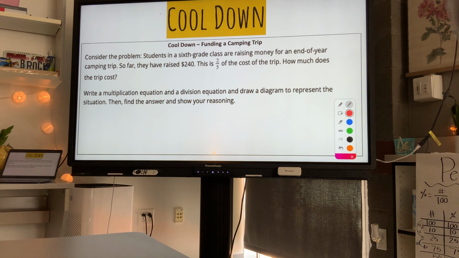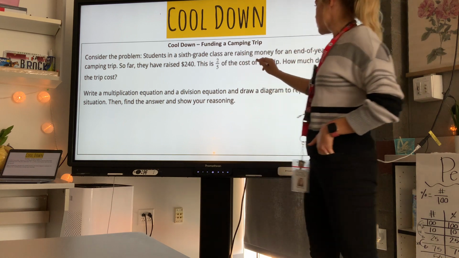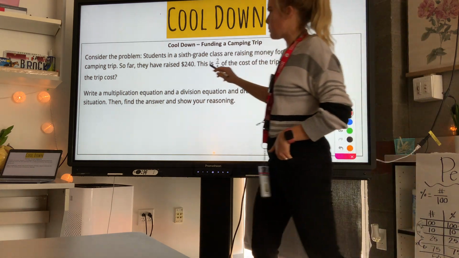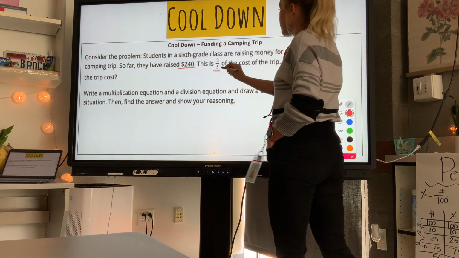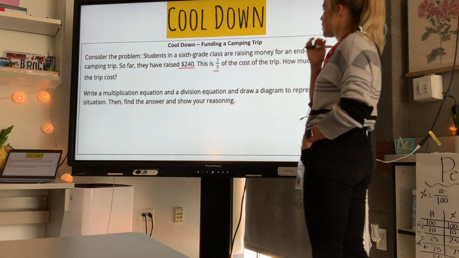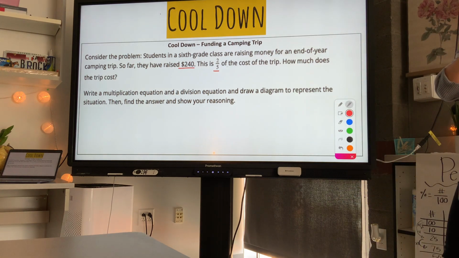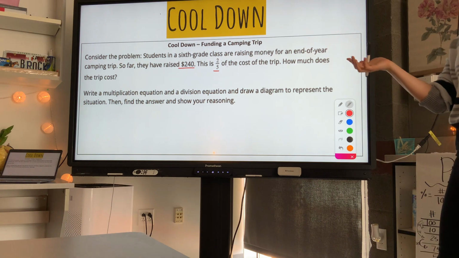Okay. Funding a camping trip. Consider the problem. Students in a 6th grade class are raising money for an end of year camping trip. So far, they have raised $240. This is 2/5 of the cost. So remember, a lot of times we can do "of the cost of the trip." How much does the trip cost? So they raised 2/5 of the trip.